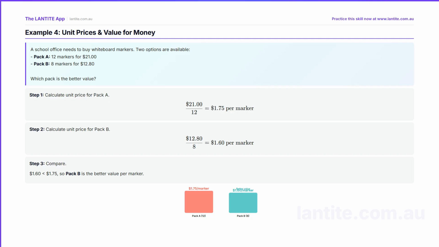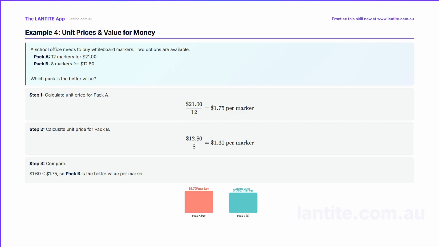A school needs whiteboard markers. Pack A has 12 markers for $21, and Pack B has 8 markers for $12.80. To find the best value, calculate the unit price for each. Pack A, 21 divided by 12 equals $1.75 per marker. Pack B, 12.80 divided by 8 equals $1.60 per marker.